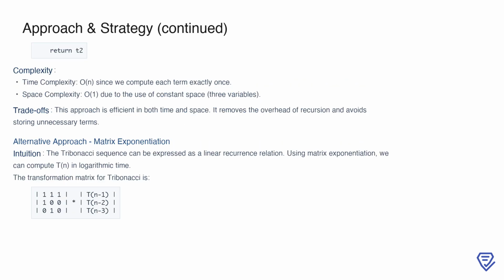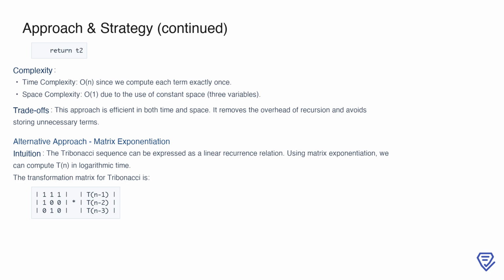For even greater efficiency, particularly when dealing with very large n, we can use matrix exponentiation. The Tribonacci sequence can be represented as a matrix equation, where the nth Tribonacci number is derived by raising a transformation matrix to the power of n-2. The advantage of this approach is that matrix exponentiation allows us to compute the result in O(log n) time, thanks to the divide and conquer nature of matrix power calculations. This makes it asymptotically faster than the iterative dynamic programming solution.